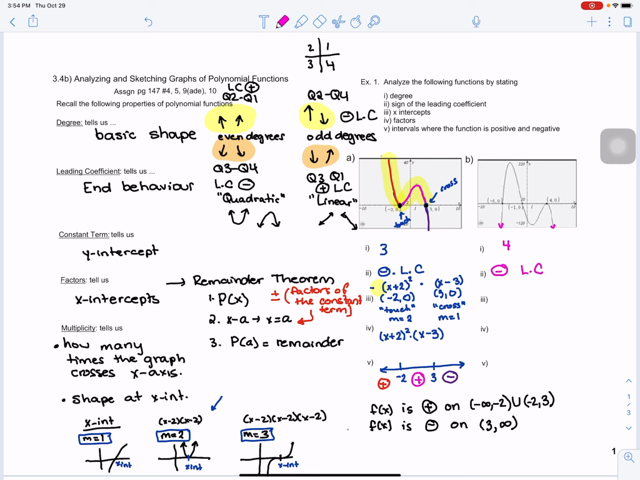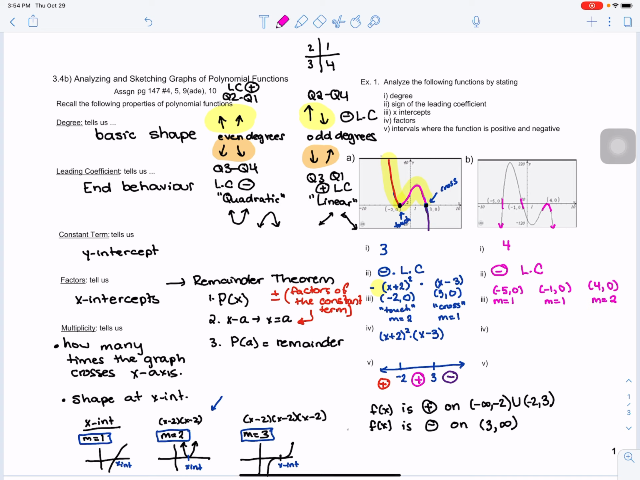I want to look at my x-intercepts, so -5 and 0, -1 and 0, and 4 and 0. This is doing a cross, and a touch. So this multiplicity is 1, multiplicity is 1, multiplicity is 2.